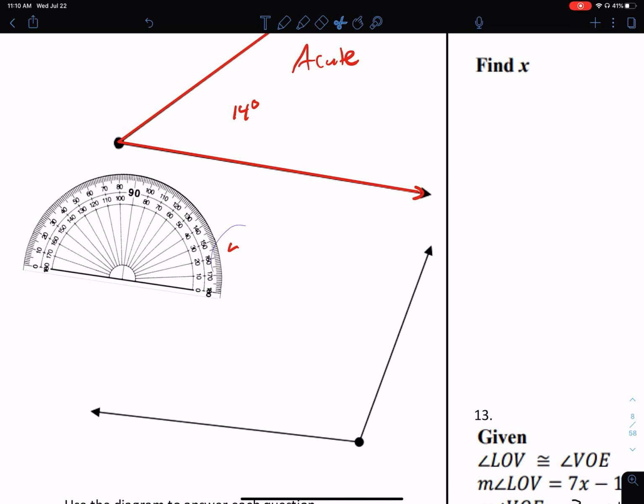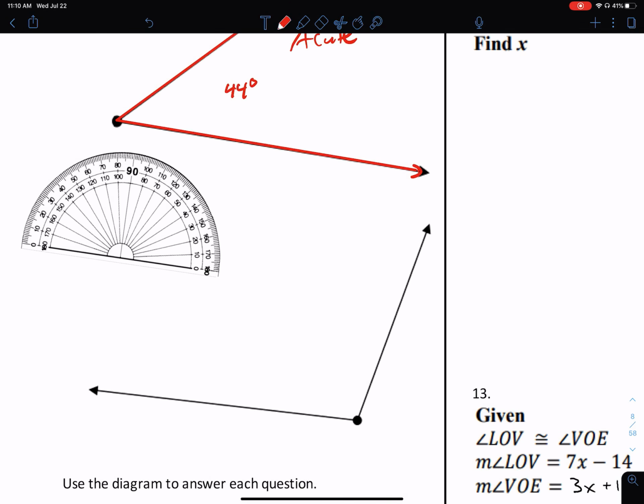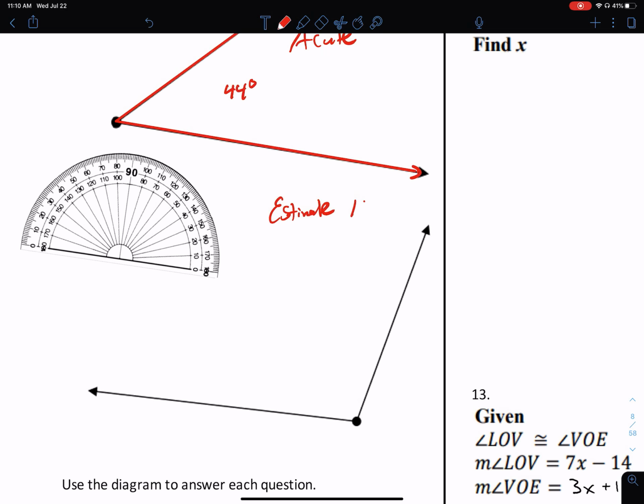Let's see if we can follow the directions for this next one. Let's first estimate it. How many degrees do you think this is? I'm just going to estimate. It's clearly bigger than 90. Hope you can see that. It's not a lot bigger than 90. I'm going to guess 110 degrees. Now let's measure it.